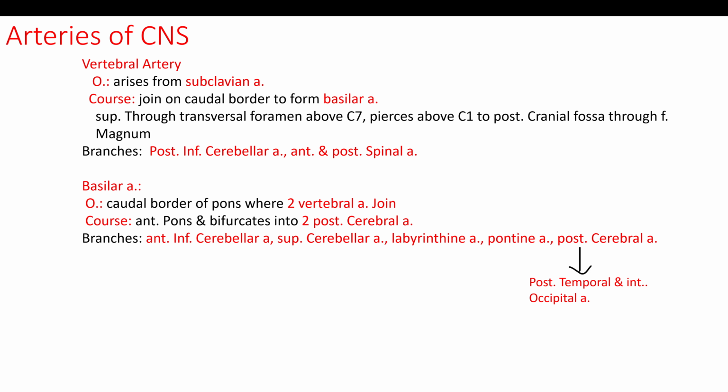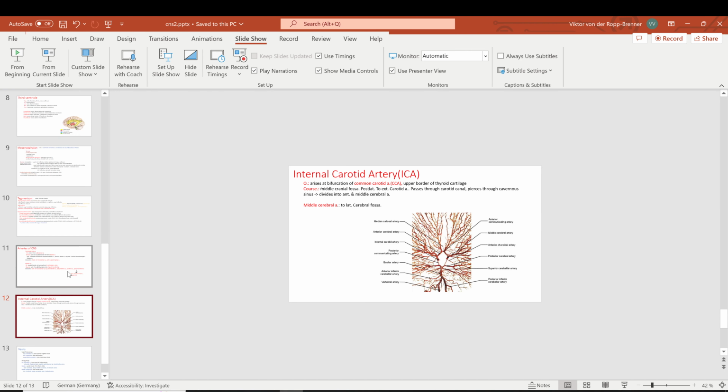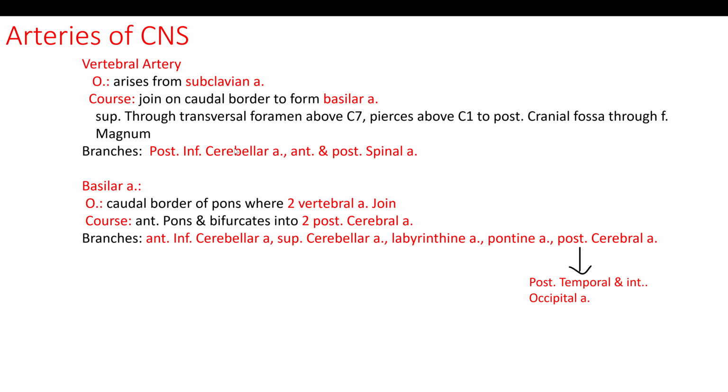The posterior cerebral arteries are formed by the bifurcation of the basilar artery, turn lateral and posterior, and pass above the crus cerebri. They run backwards along the lateral aspect of the midbrain. The posterior cerebral artery supplies the inferior and medial surface of the temporal and occipital lobes, with two branches, the posterior temporal artery and the internal occipital artery.